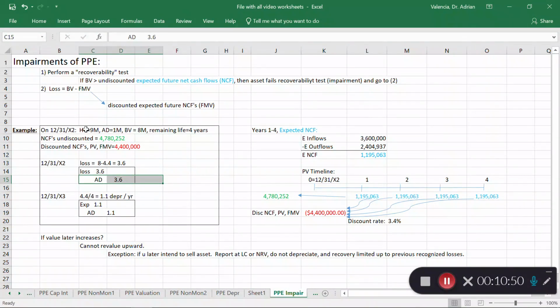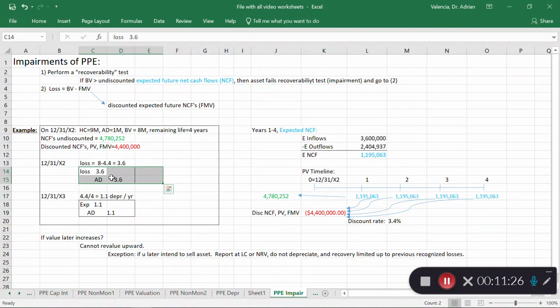Recall that depreciation per GAAP is not intended to be tied to fair market value. It's a systematic approach to get the cost of the asset to expense to the periods in which revenues are generated. That's what depreciation is about. But sometimes depreciation is not enough to keep up with fair market value. And in this case, that's what's happening, right? So because of that, we're saying, okay, let's just record that property, plant, equipment at a lower amount because there is an impairment of that asset.